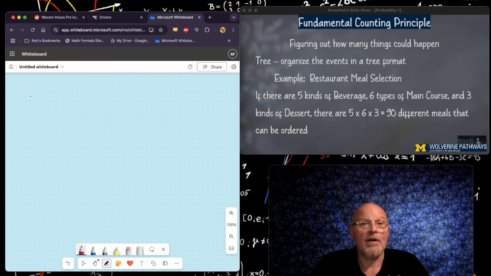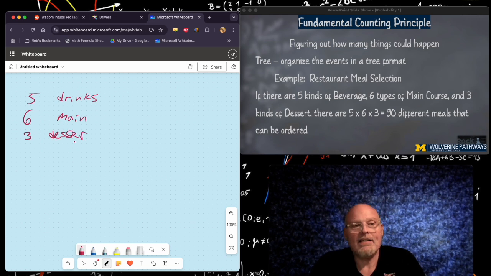When you go, you have 5 different options for drinks. And then you have 6 main meal choices. And then there are 3 dessert choices. So how many different ways could you order a meal in this restaurant? One of the best ways to visualize this is to use a tree. So let's name our drinks A, B, C, D, and E.